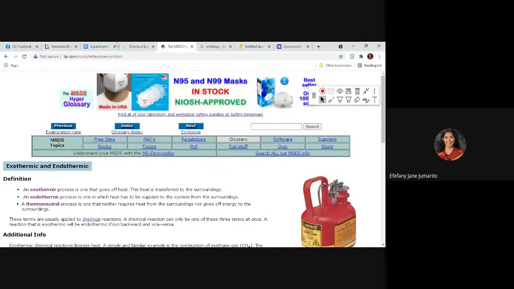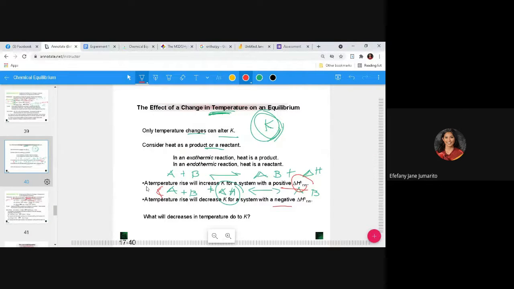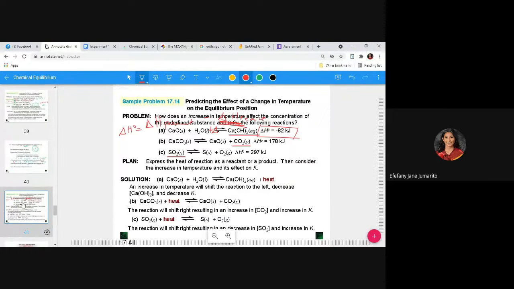Okay, so let's go back. We have this one. The heat here is negative, therefore it is exothermic. When it is exothermic, heat is used as a product or reactant? Product. Okay, so heat is a product. That's why here, it is used as a product.